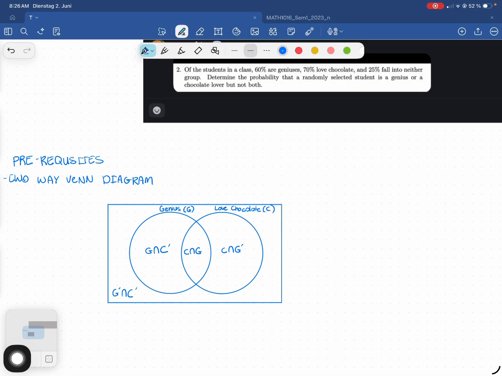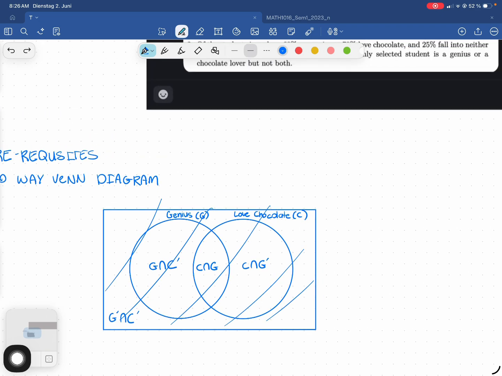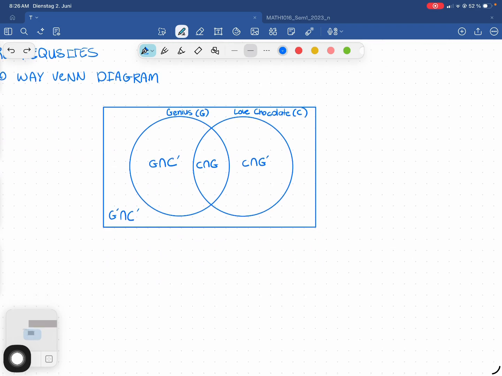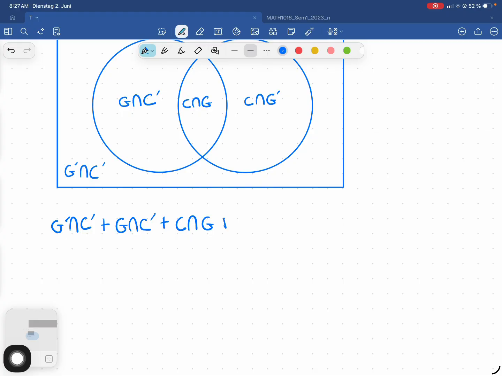Because this is proportions, we know that all of this area is 100% of all the people, right? So how do we represent that mathematically? Well, we can just write G and not C plus G and C plus C and not G is equal to 100%.